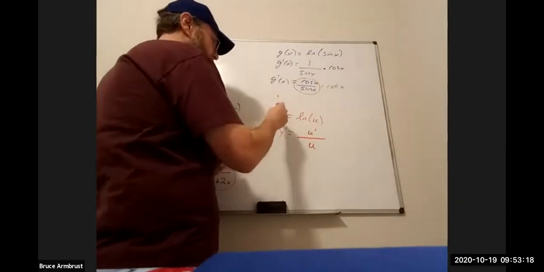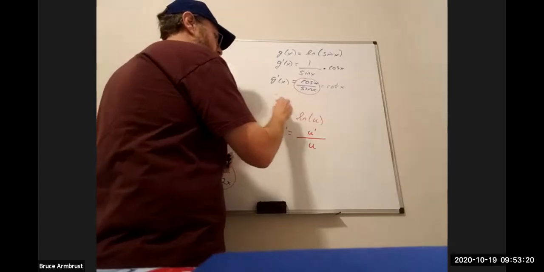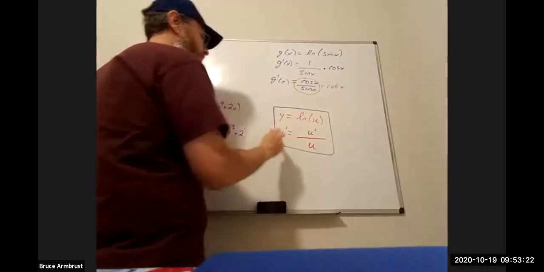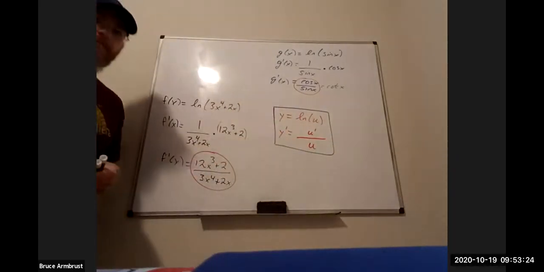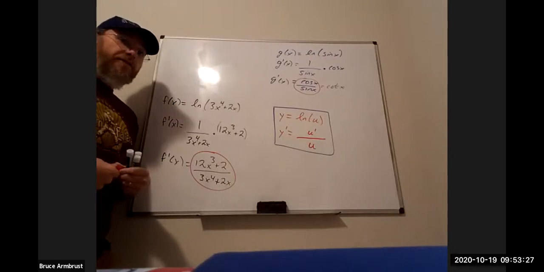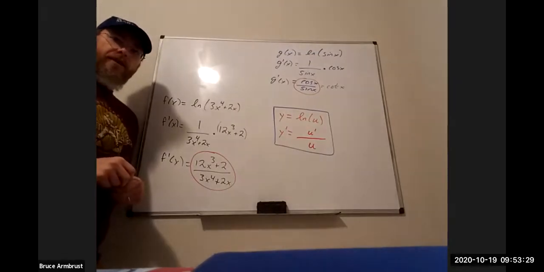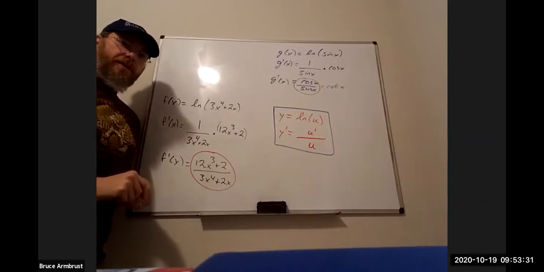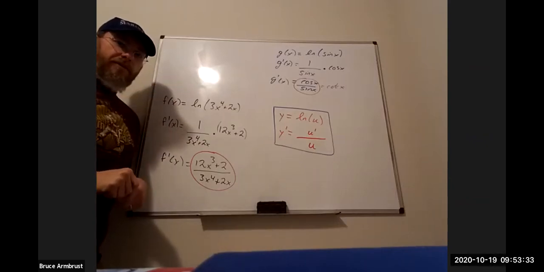So this is the general derivative of natural log. So if you ever have natural log of stuff, it's really fast. Put that stuff on the bottom and put the derivative of the stuff on top.